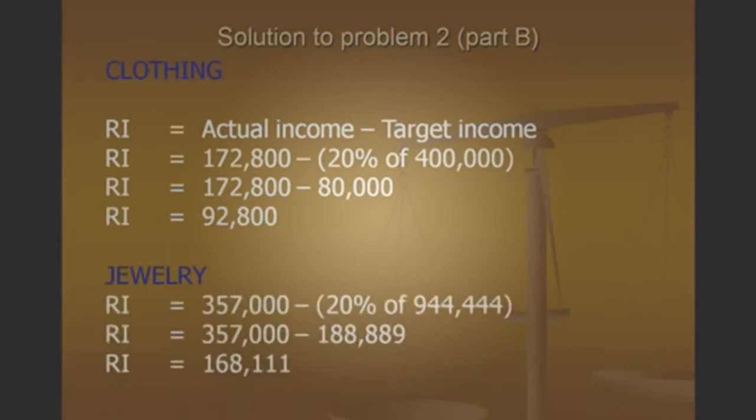Jewelry. The residual income is 168,111. So if we use residual income, we think jewelry is doing much better than clothing. Here's the problem. If we use ROI, we think the clothing division is doing better. If we use residual income, we think the jewelry division is doing better. So one method gives you one answer, another method gives you another answer. How do we resolve it?